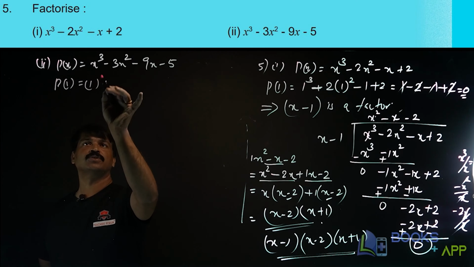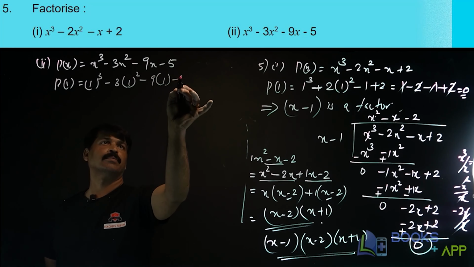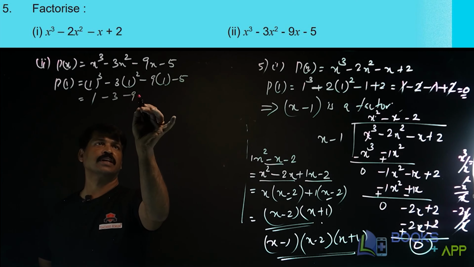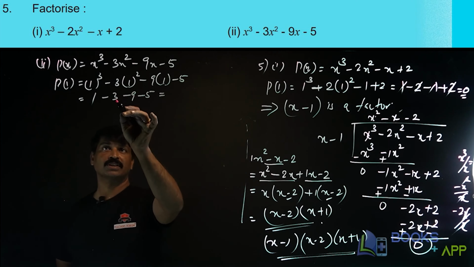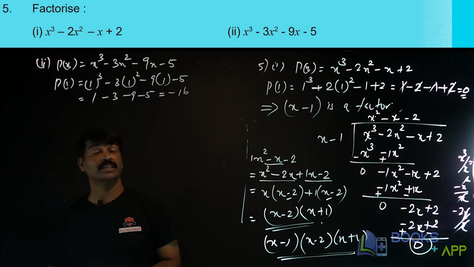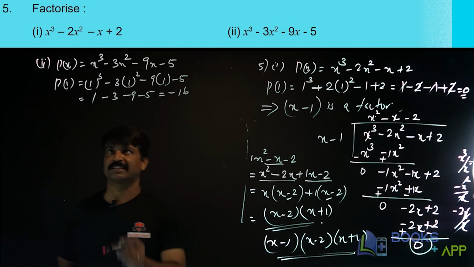Instead of x, you substitute 1. So you will be getting 1 minus 3 minus 9 minus 5. So 9 plus 5, 14 plus 3 is 17. Minus 17 plus 1, that is minus 16. So p of 1 is not equal to 0. So you cannot find the factor. x minus 1 is not a factor.